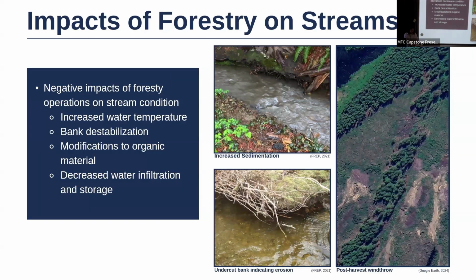Forestry operations impact streams and riparian areas in several ways. Notably, logging and post-harvest windthrow can negatively impact streams by decreasing canopy cover, which increases light and water temperature, and also modifies leaf litter and downwood debris, which is the base of the aquatic food web. It can destabilize the bank, leading to erosion and increased sedimentation, and can also lead to decreased water infiltration and storage, just to name a few.